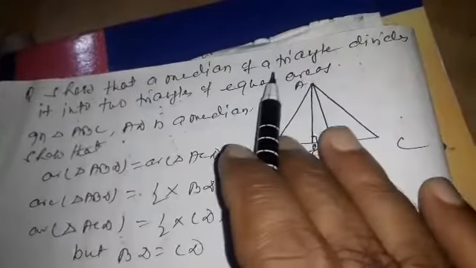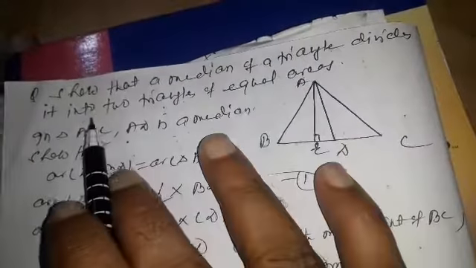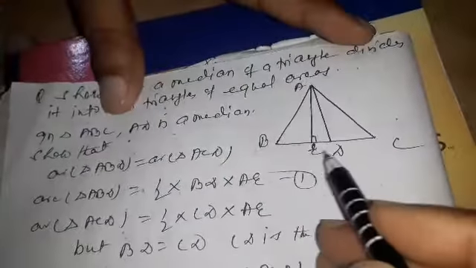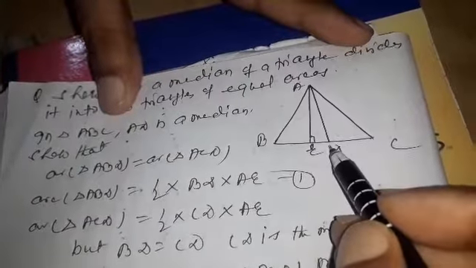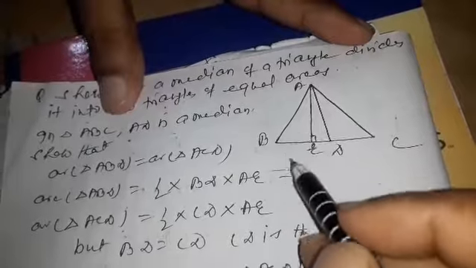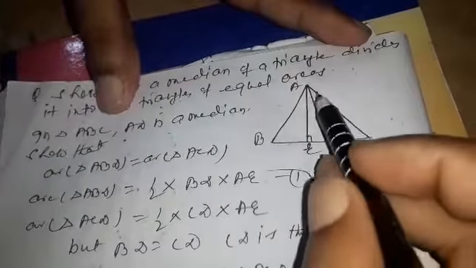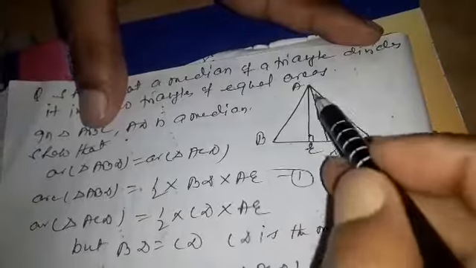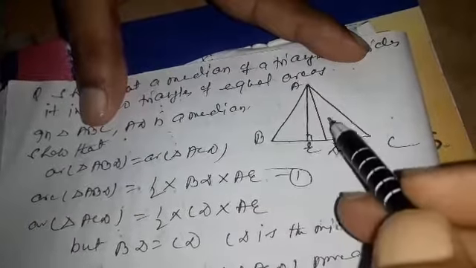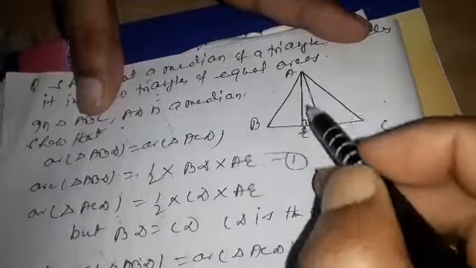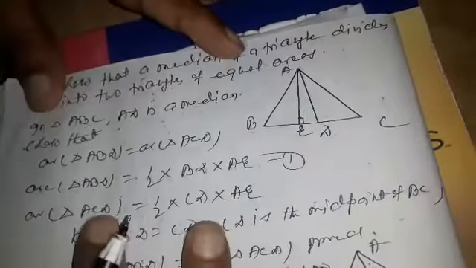Now, prove that a median of a triangle divides it into two triangles of equal area. In triangle ABC, AD is a median. Here we have to prove AD divides triangle ABC into two triangles of equal area. It means area of triangle ABD is equal to area of triangle ACD. For this we draw a perpendicular AE, draw AE perpendicular to BC.